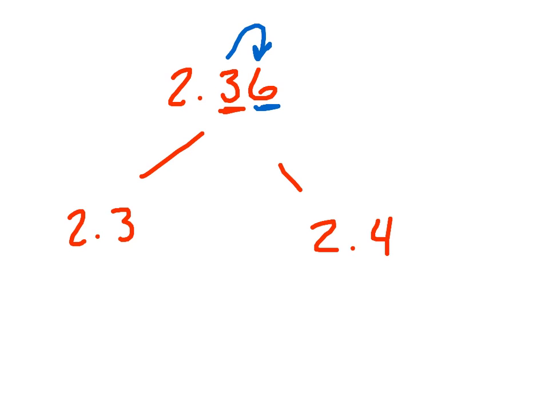So this is a 6, so it is more than half. It's either 5, 6, 7, or 8. So that is going to cause this number to bump up to 2.4. If you're going to make a mistake, it's probably going to be rounding to the wrong place value. So let's just take a look at a couple of these.